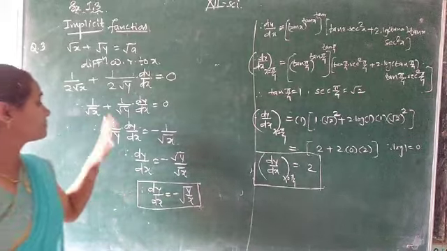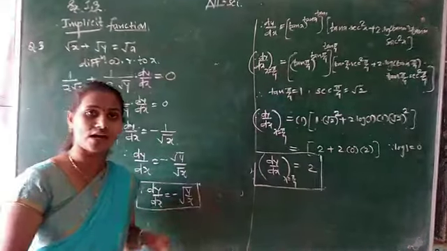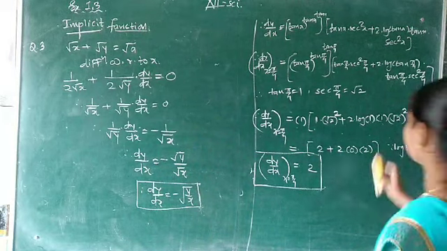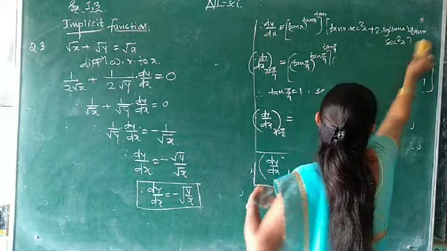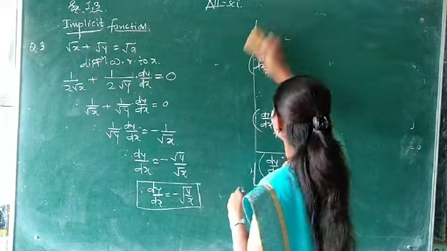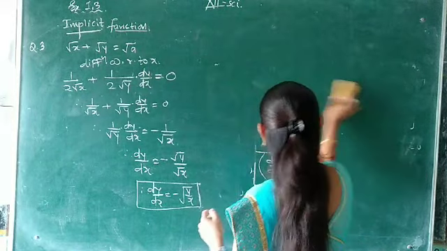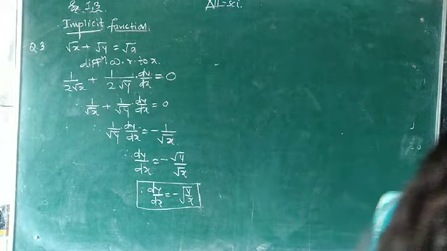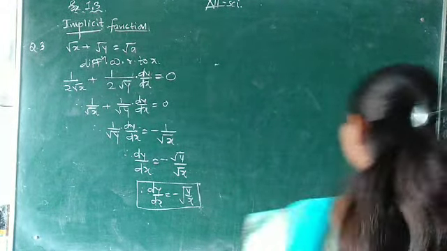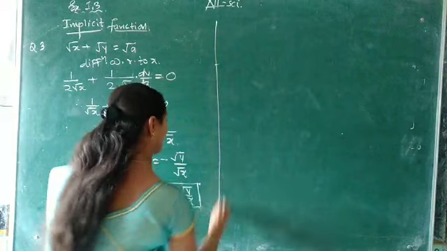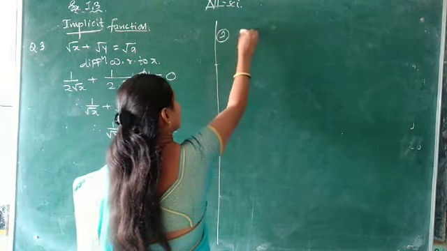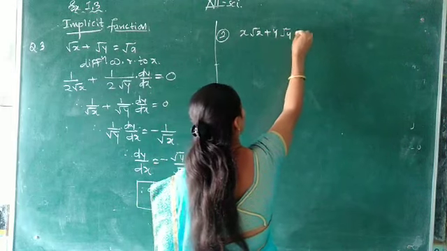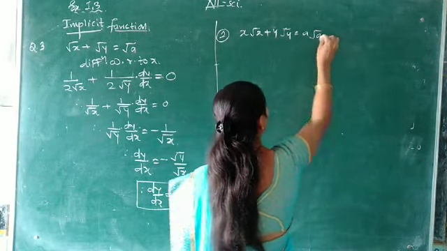That is the answer of this first question: minus under root y upon x. Now see the second question, that is x root x plus y root y is equal to a root a.